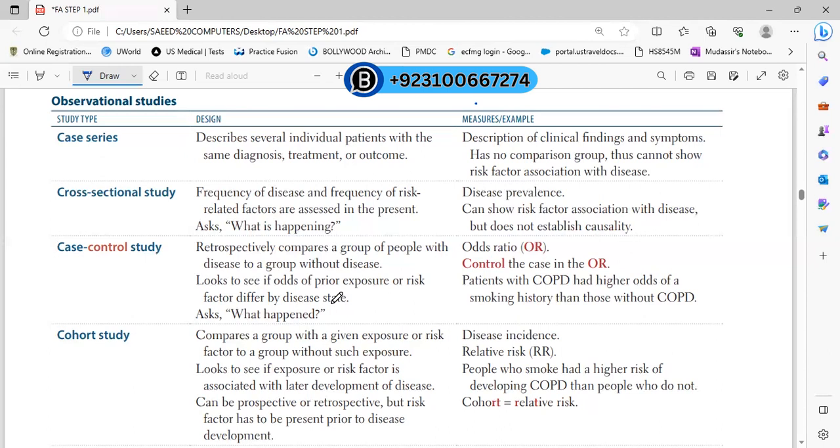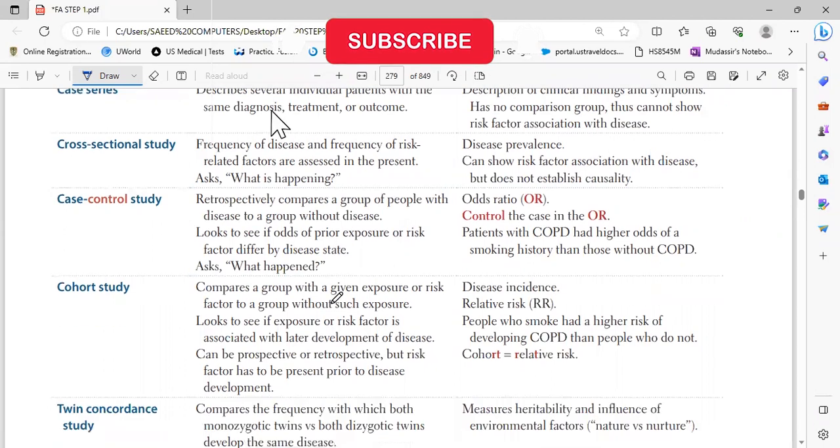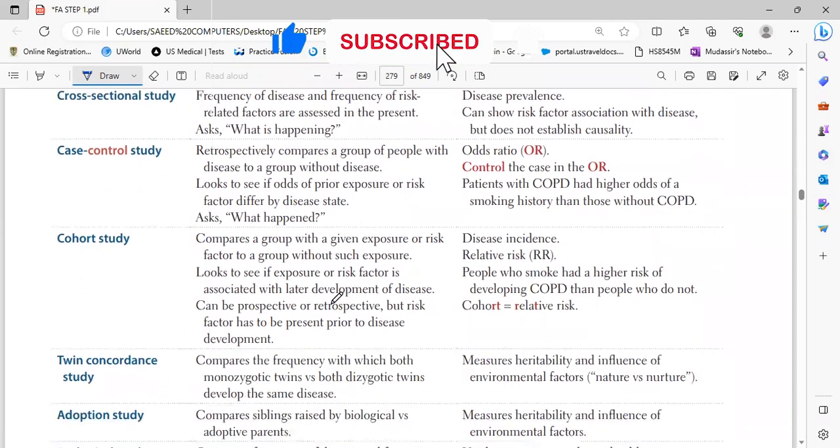Okay, done. Next is the case control study. Guys, these observational studies are very important, because in any exam, one or two MCQs will come from them. So don't take them lightly. These are very high yield. These are the two very high yield studies: one of them is the case control study, the other is the cohort study.